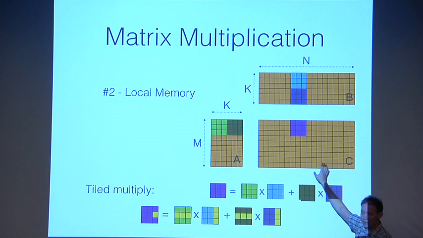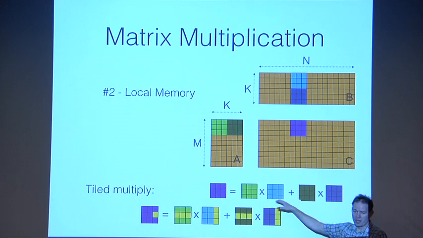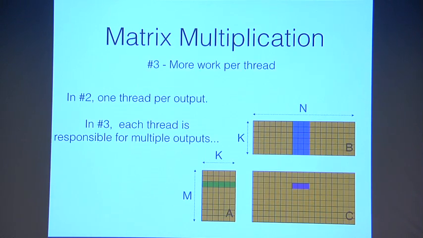We're going to tile this with a bunch of threads. They're just going to be in work groups that operate on tiles so that they can share their reads to memory, store them in local memory, and then reuse them. They're still going to do that here. But now, one thread is going to be responsible for multiple outputs.